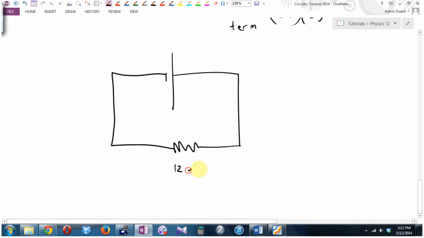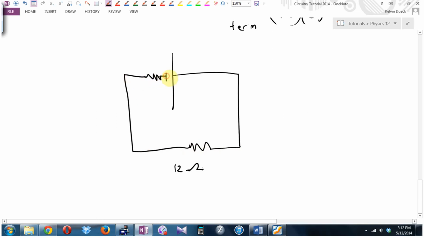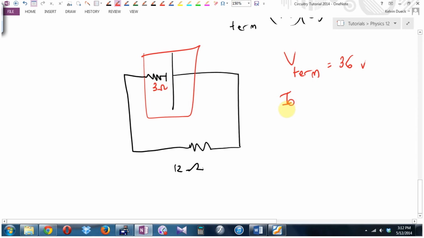12 ohms. Internal resistance there. There's my little battery. What if they said that V terminal was, I don't know, let's pick something really nice. Let's go 36 volts. And this is, let's say, 3 ohms right there.